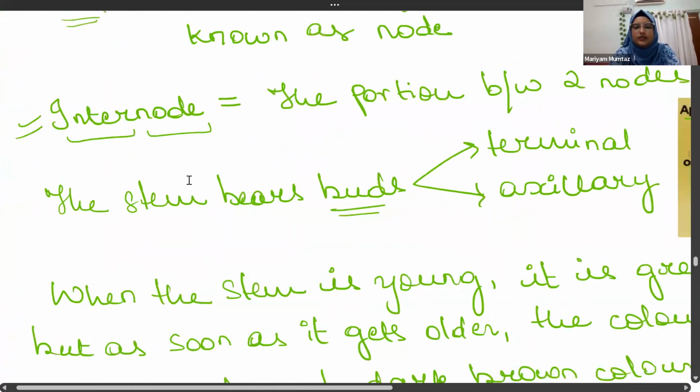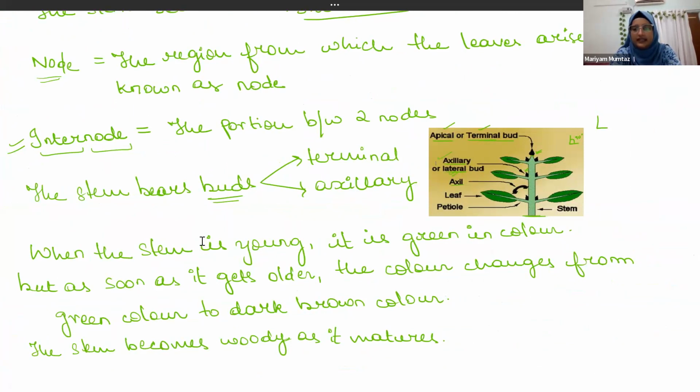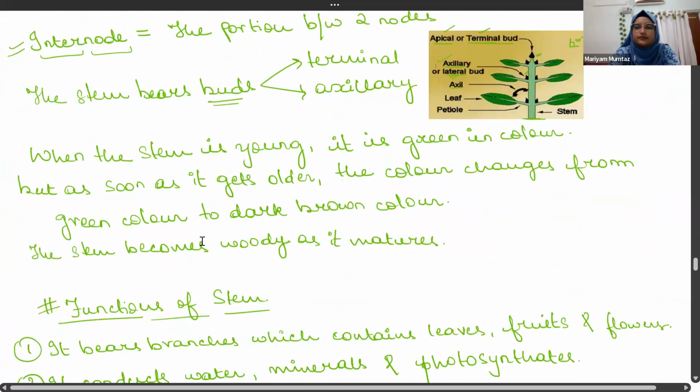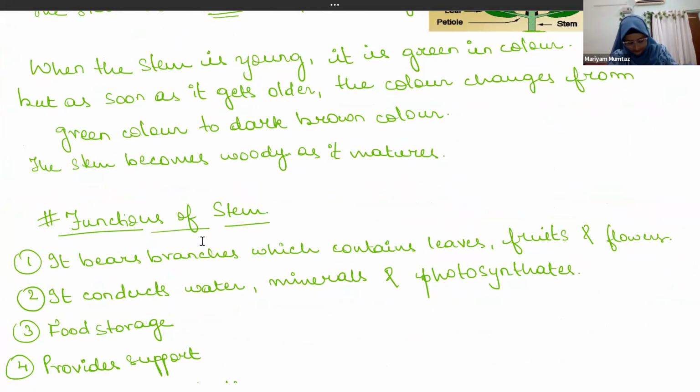Okay. So I told you the stem bears two kinds of things, which is node and internode, right? And then the stem also bears two kinds of buds, which are terminal bud, and the other name for terminal bud is apical. And then the next type of bud that the stem bears is axillary or lateral. Yes, very good. And it is named as axillary because it makes an angle with the stem. Yes, correct, very good.